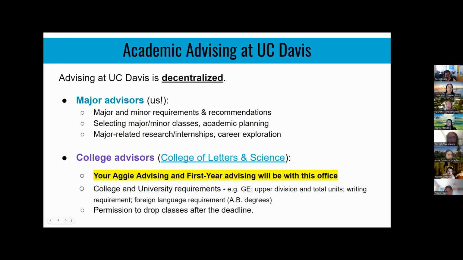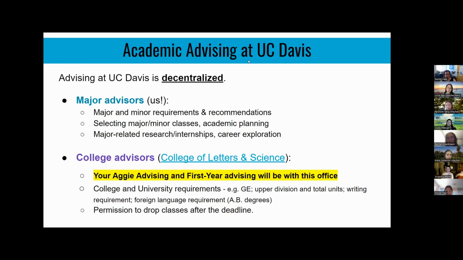So for academic advising at UC Davis, what's unique is it's decentralized, which means that you're going to be meeting with 2 different advising departments. The first is your major advisor, which is us. We address any major and minor requirements and recommendations. We also help support with selecting major and minor classes and academic planning. And we also help support navigating major related research or internship opportunities, as well as career exploration.